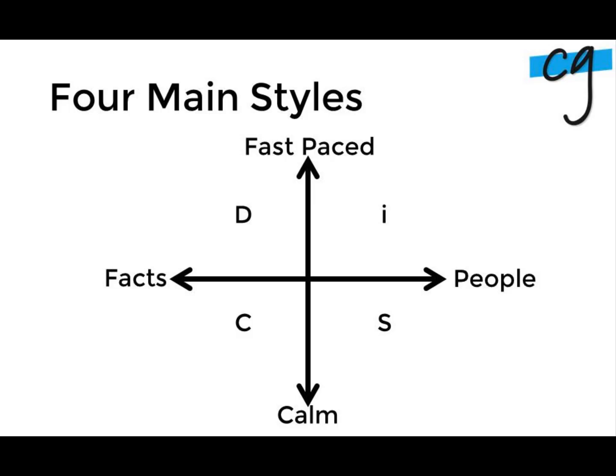As we look back at the 4 main DiSC styles, we're reminded that there are 2 main axes that create the styles. On the vertical axis, the top is fast-paced and the bottom is calm. On the horizontal axis, we have facts on the left and people on the right. And that gives us the D, the I, the S, and the C.